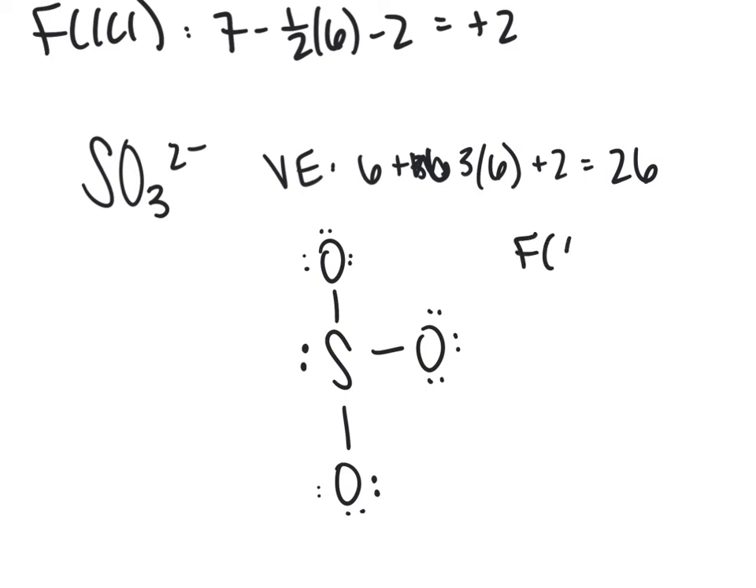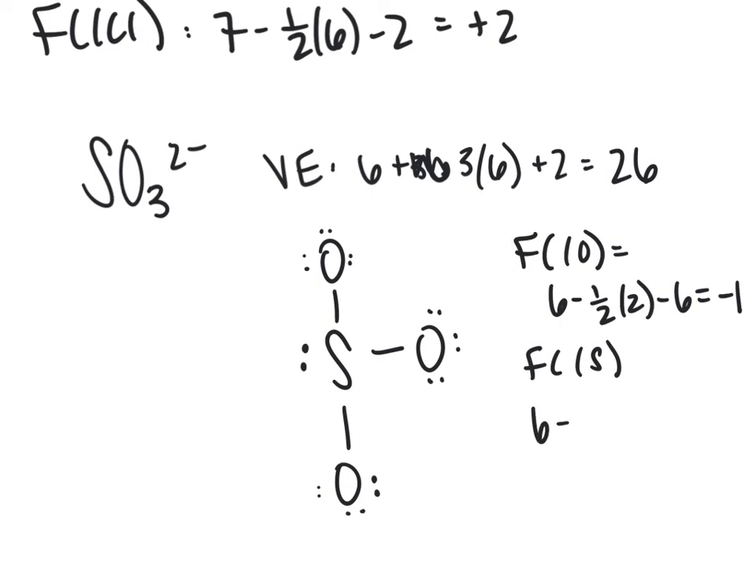So the formal charge of oxygen is 6 minus half of 2 minus 6, negative 1. The formal charge of sulfur is going to be 6 minus half of 6 minus 2, which equals plus 1. And so we have a negative charge on each of these oxygens and a positive charge here. Now there are ways that you can change this, and we will talk about that in the video on resonance. But remember the guidelines and use them as you create any structure.